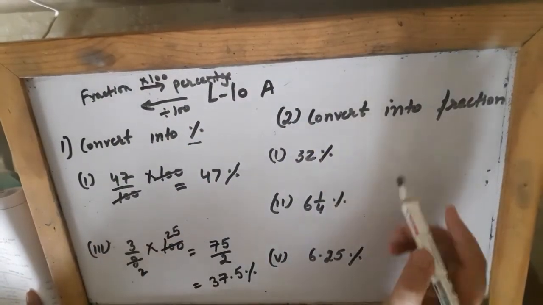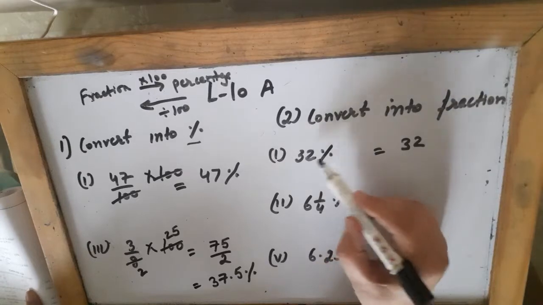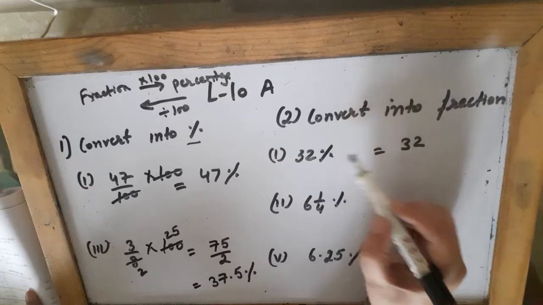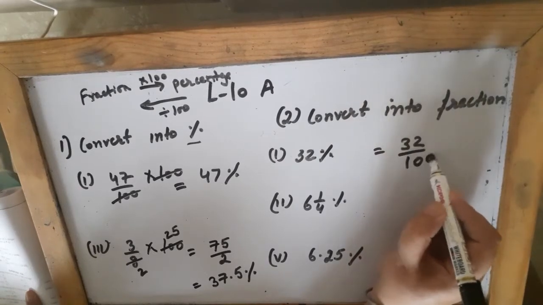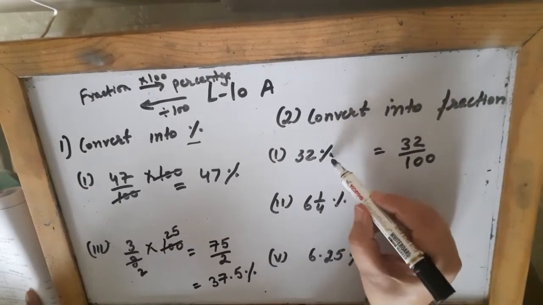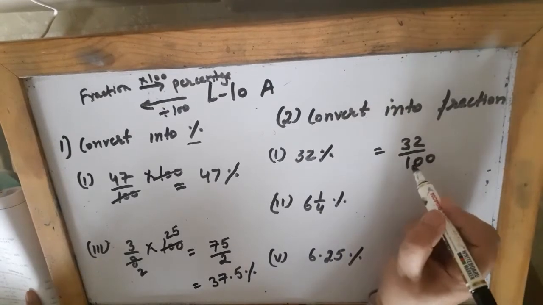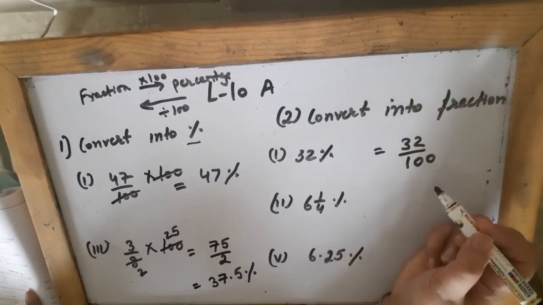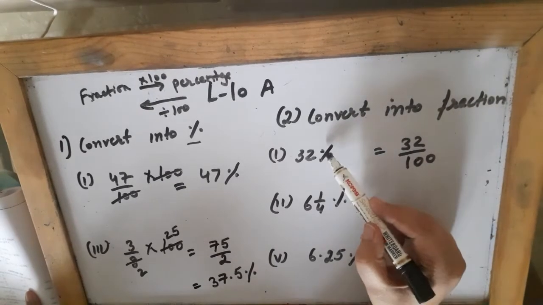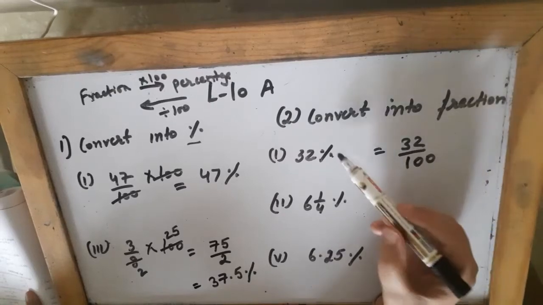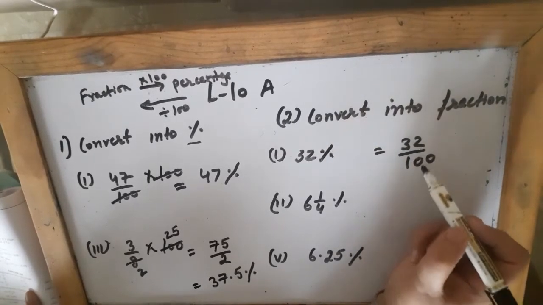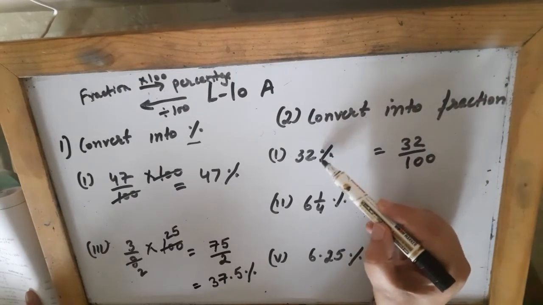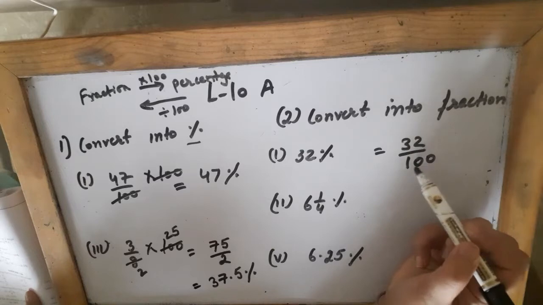Now to convert this percentage into fraction, what do I have to do? I have to divide with 100. Now 32%, I already told you that percent means out of 100, so it means 32 out of 100. This percentage sign gets removed, and in its place I write 100 as a denominator, and it becomes a fraction. So to convert into fraction, we divide with 100. This percentage sign gets converted into denominator 100. So 32%, percent means out of 100, so 32 out of 100.